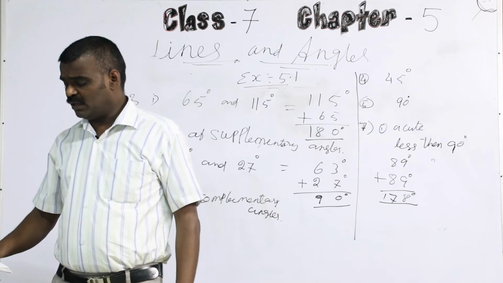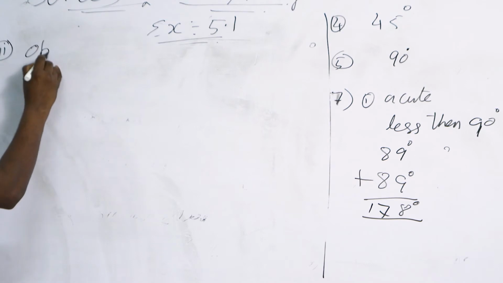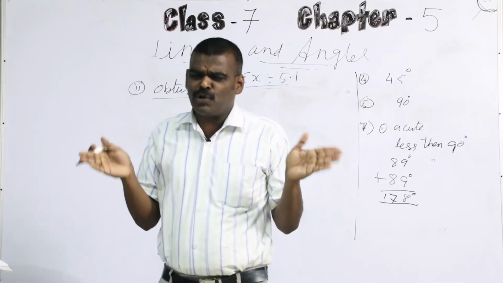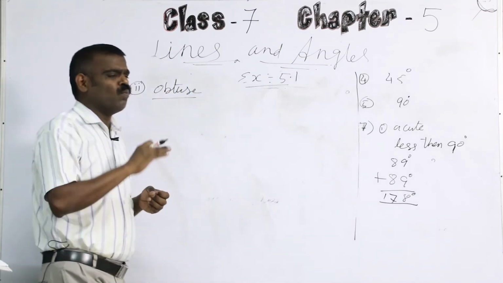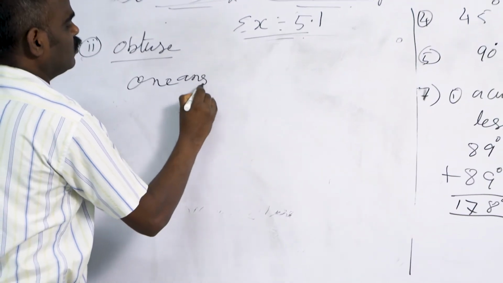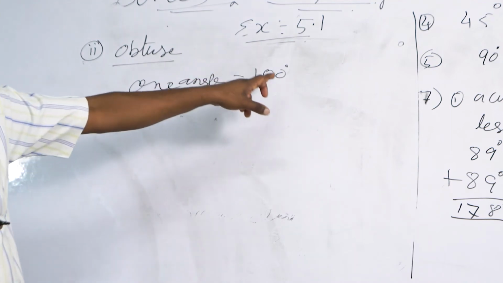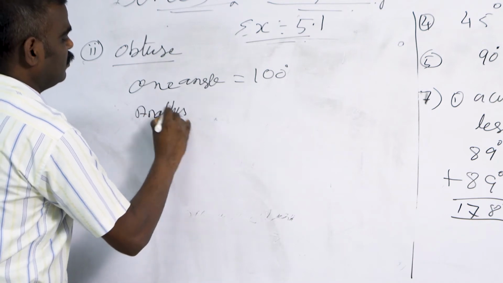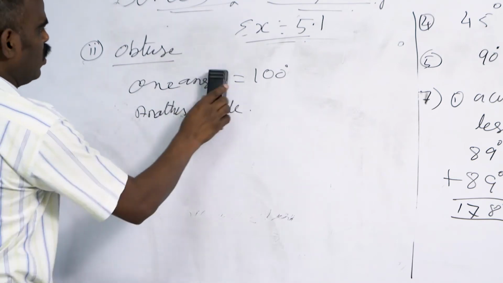Next is part number 2 of the question, obtuse. Is it possible for two obtuse angles to become supplementary? Obtuse angle means what? More than 90 degrees. Suppose one angle is, let's say, 100 degrees. One obtuse angle is how many degrees? 100 degrees. Another obtuse angle, or we can write one obtuse, okay?